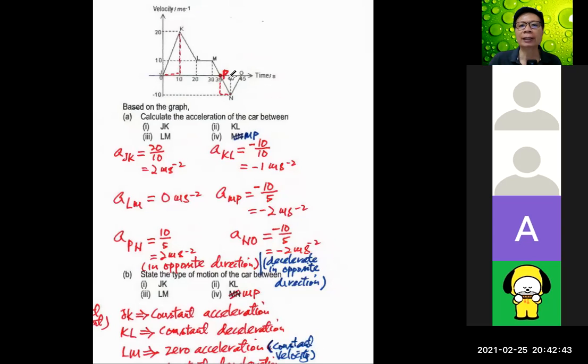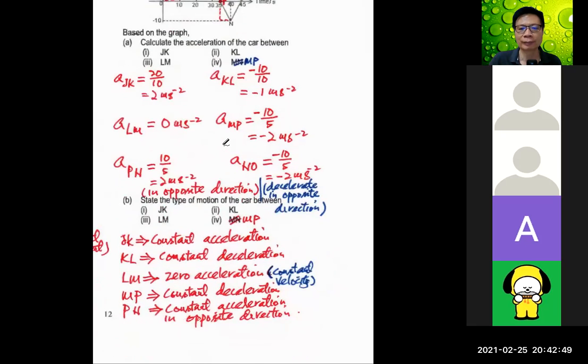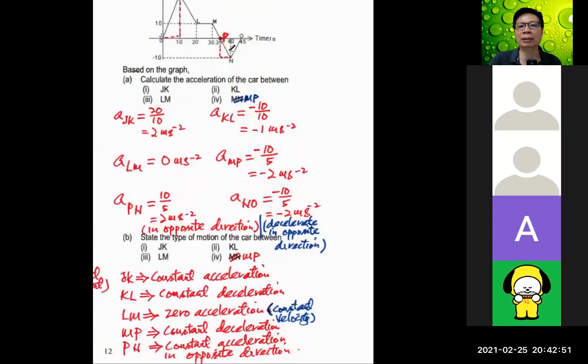MP is the same, constant deceleration, correct? Same as this one, constant deceleration. And PN, the last one here, is constant acceleration in the opposite direction, because you see it's on the negative velocity side. Okay, copy down all the answers.